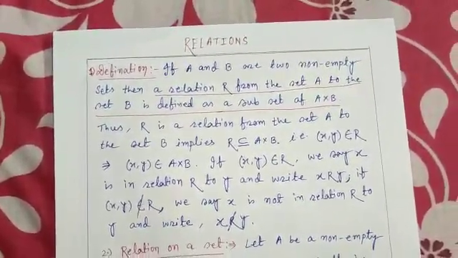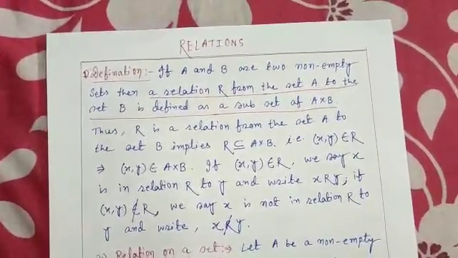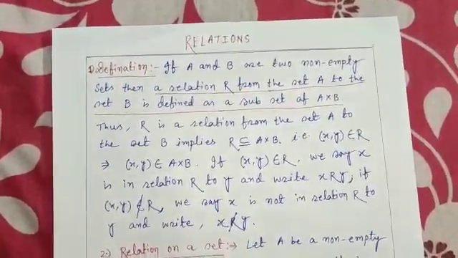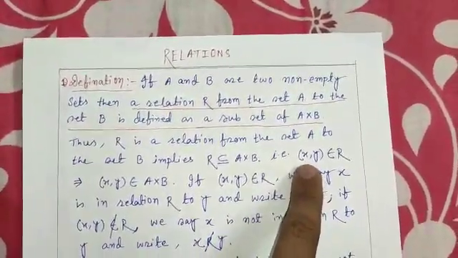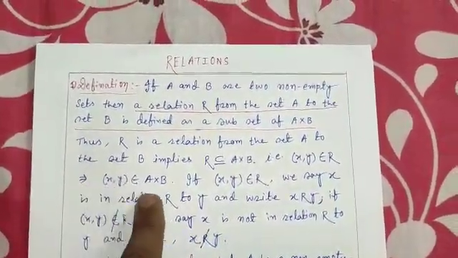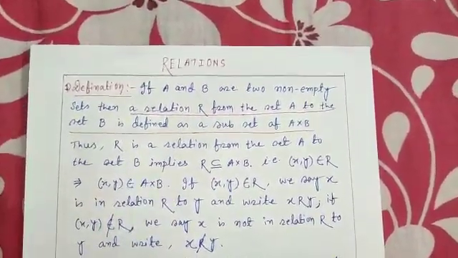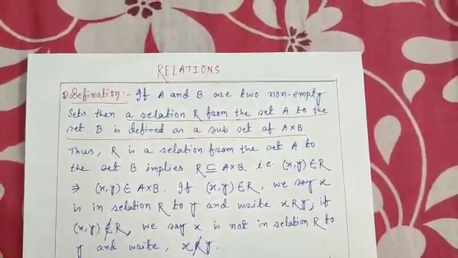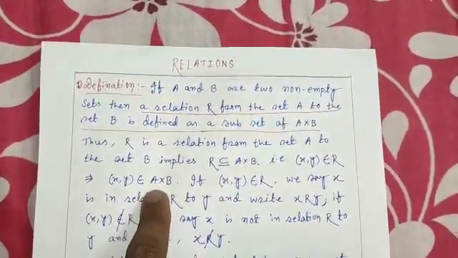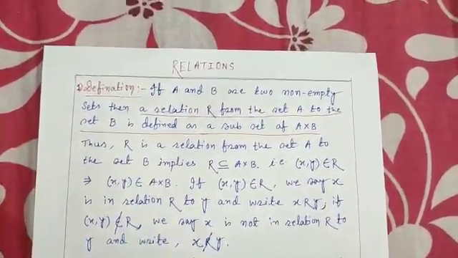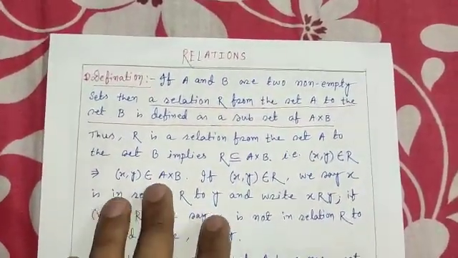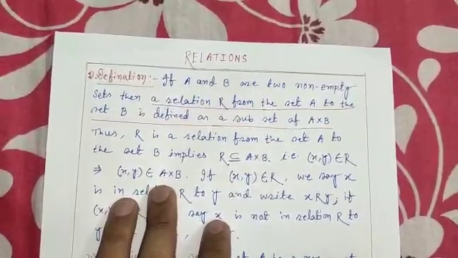Thus, R is a relation from the set A to the set B implies R is a subset of A cross B. That means if (x, y), any ordered pair, comes into the relation R, then the ordered pair (x, y) should belong to A cross B. If any element comes into the relation R, it should belong to the main set A cross B, because R is a subset of A cross B.